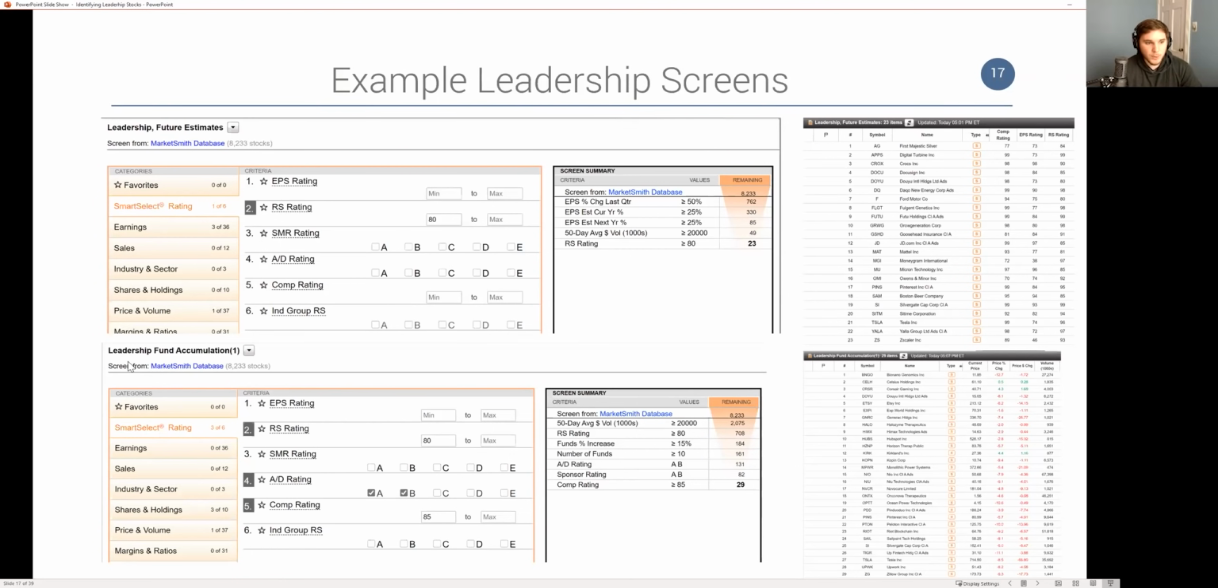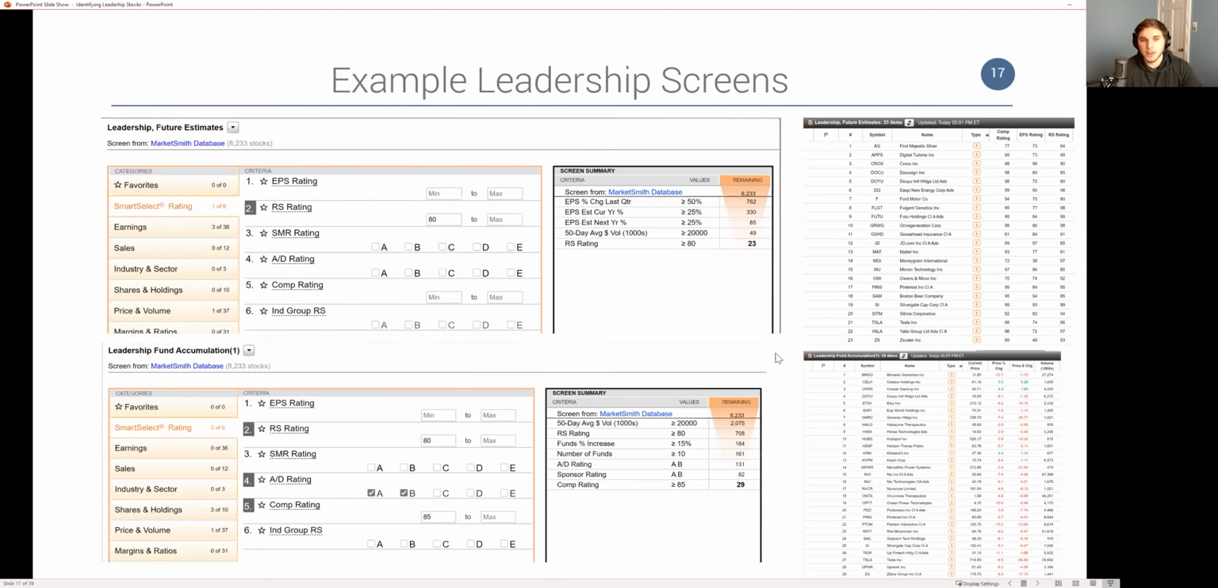And the bottom one here is fund accumulation. So I'm looking for fund ownership increase of over 15%, number of funds in general to be over 10, and accumulation distribution rating over A and to be A and B, or sponsorship rating also A and B. So these are good starter screens. Feel free to copy them down, mess around with them. You can tweak these in so many different ways.